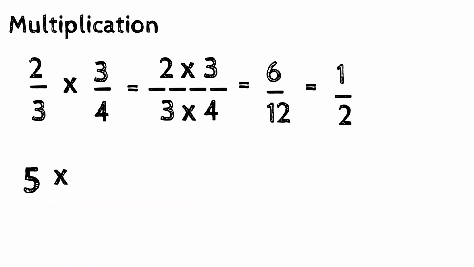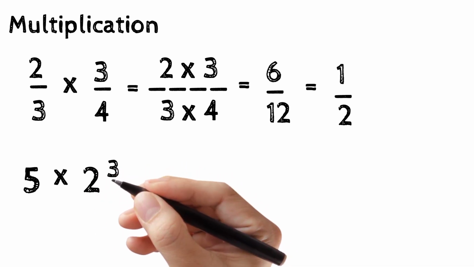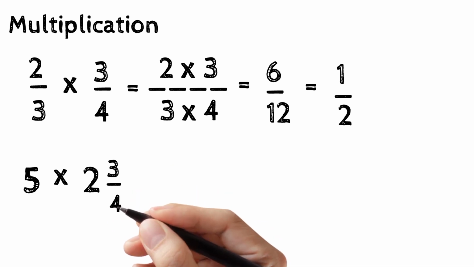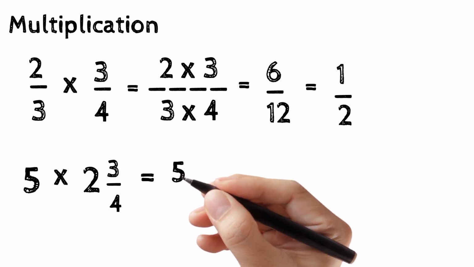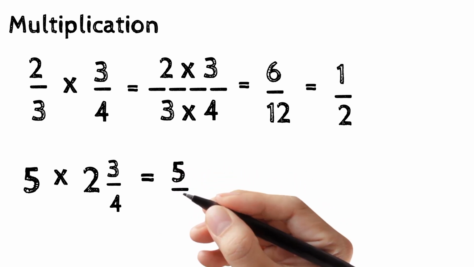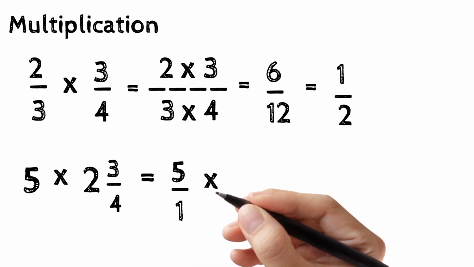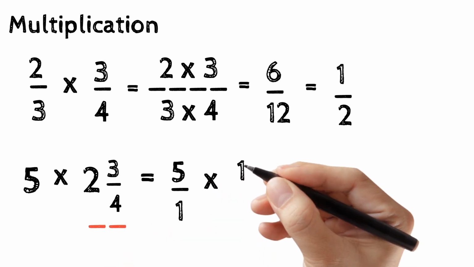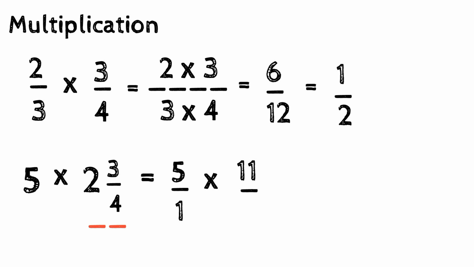Now, how can we multiply the mixed fractions? So here you have maybe 5 times 2 3 over 4. So here everything should be in form of fractions. How can we write 5 in form of fraction? This can be written as 5 over 1 and then multiplied by, change this one into improper fraction. So this is the same as 11 over 4.